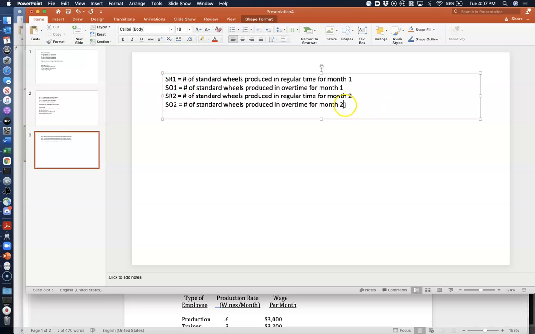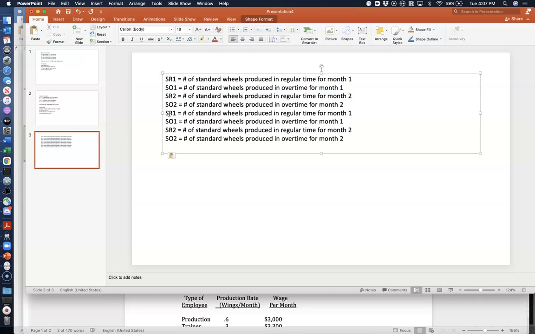And we will double all of this, standard and regular wheels. But instead of standard wheels, we can have deluxe wheels. So it's deluxe wheels produced in regular time. So it's deluxe.